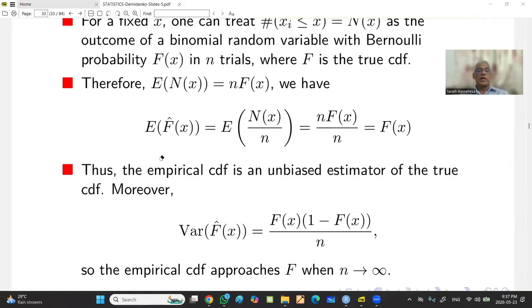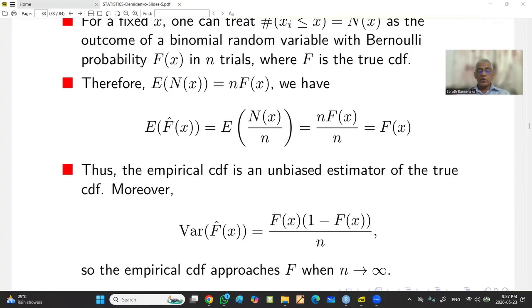So we have shown that F hat x, which is the empirical cumulative distribution function, is an unbiased estimator for F(x), and also it is a consistent estimator for F(x). So those two are very good properties. People consider those desirable properties of any estimator.